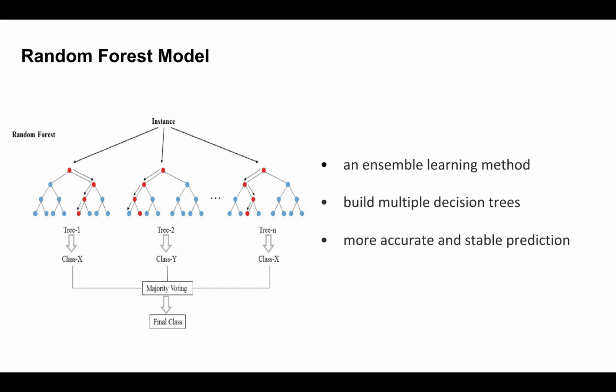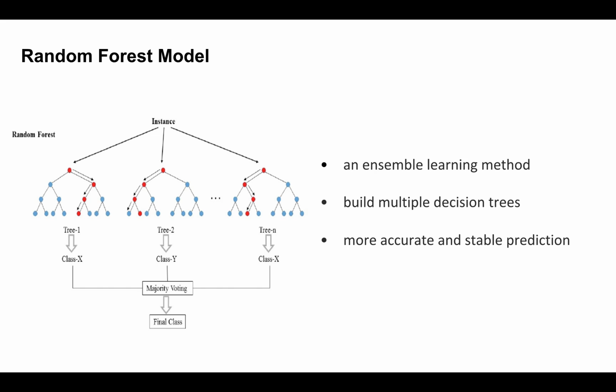Then we will introduce the random forest model. Random forest is an ensemble learning method for classification, regression, and other tasks that operates by constructing a multitude of decision trees at training time and outputting the class that is the mode of the classes or mean prediction of the individual trees. Random forest builds multiple decision trees and merges them together to get a more accurate and stable prediction. Random forest has nearly the same hyperparameters as the decision tree or Bayesian classifier, and it adds additional randomness to the model while growing the trees.